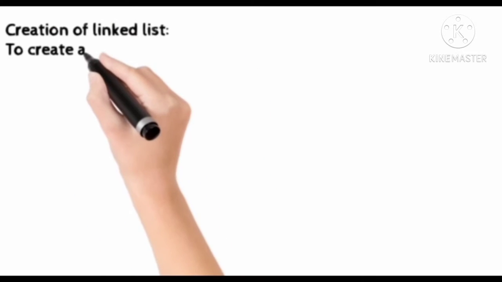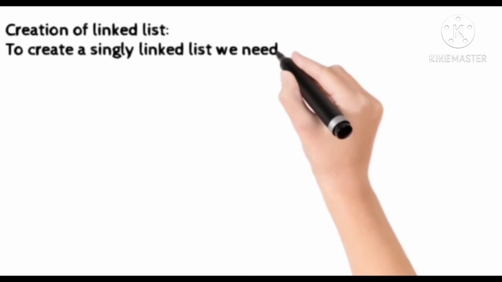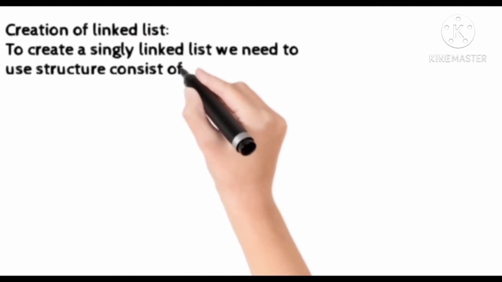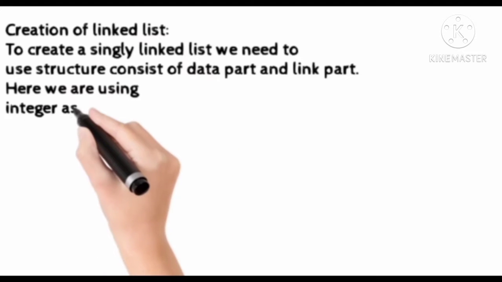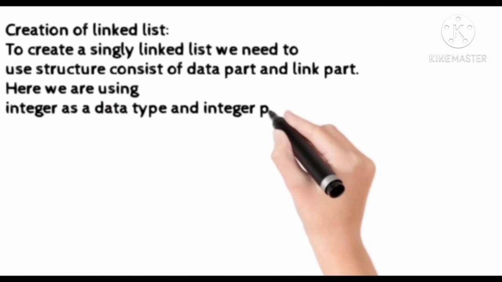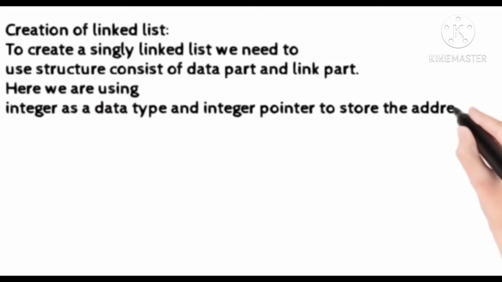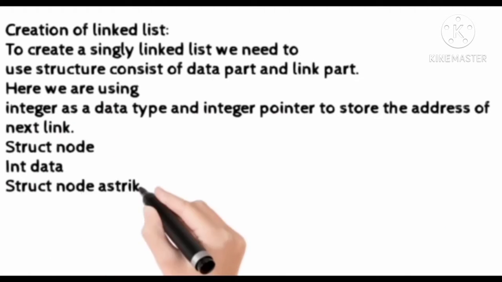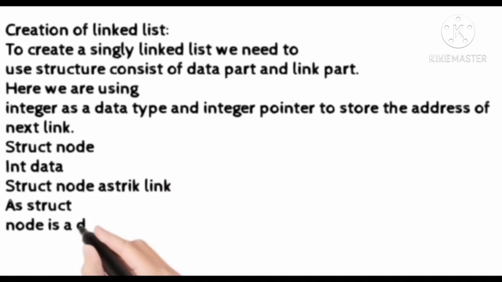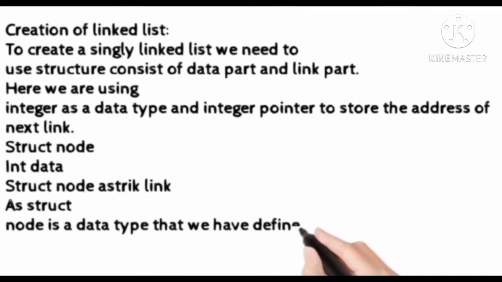Creation of linked list. To create a singly linked list we need to use a structure consisting of data part and link part. Here we are using integer as a data type and a pointer to store the address of next link. Struct node { int data; struct node *link; }. As struct node is a data type that we have defined, we are using a pointer to it.